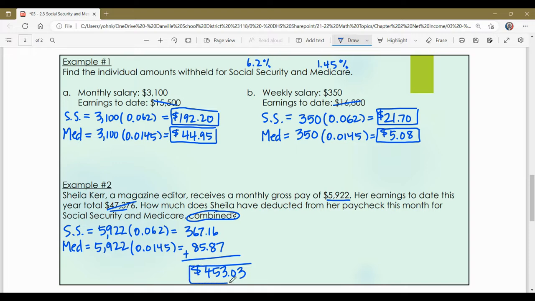If I want to find the combined amount, $453.03. Again, remember, this is just for Social Security and Medicare. We still have federal income tax taken out, and we still have state income tax taken out. So, yeah, you might earn a lot of money, but you get a lot taken out as well.